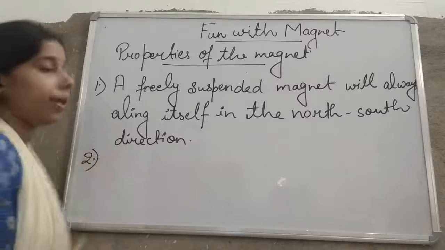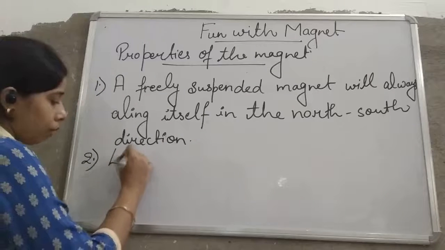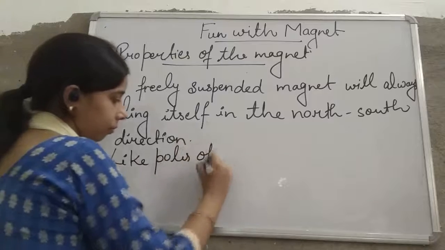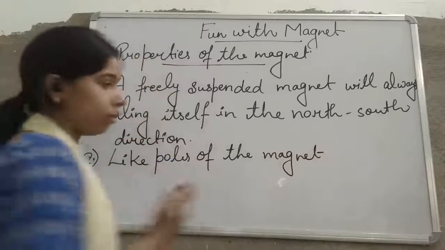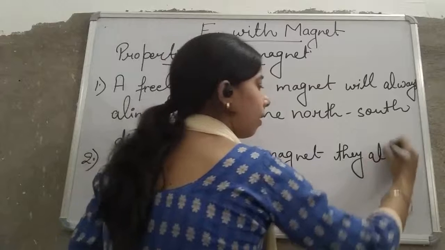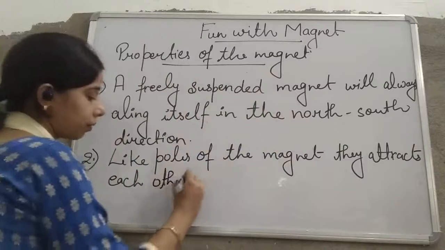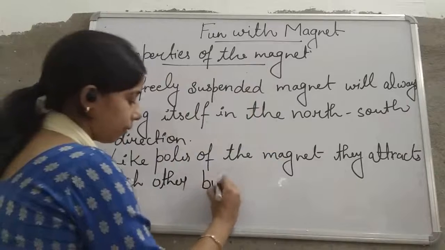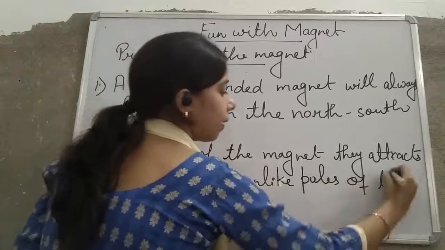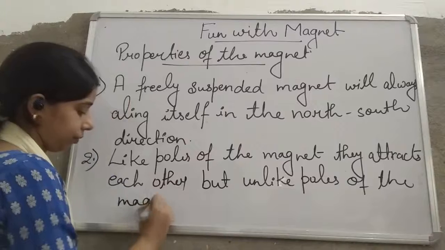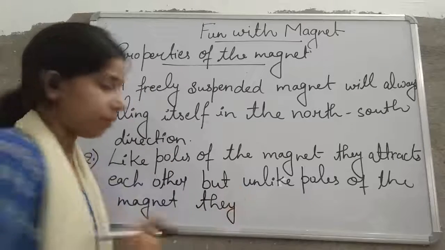Now the second property is the same that we discussed right now, that like poles of the magnet repel each other, but unlike poles of the magnet attract each other.